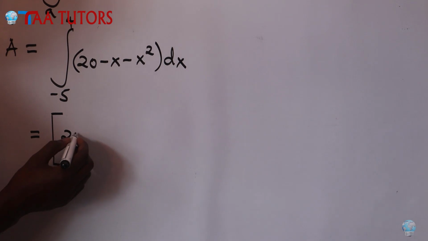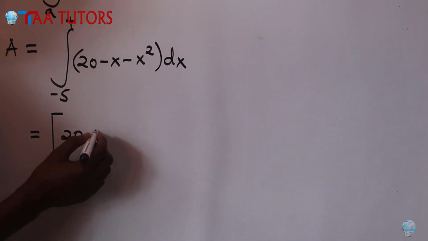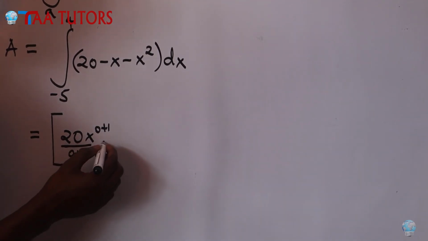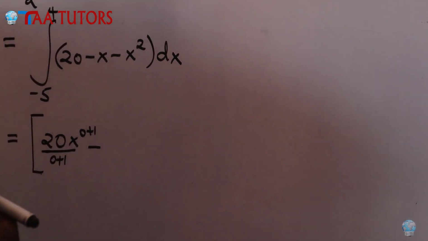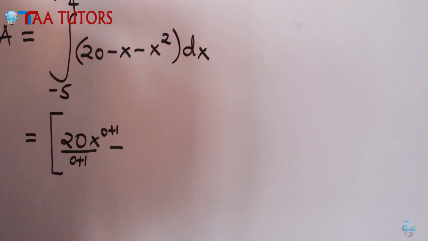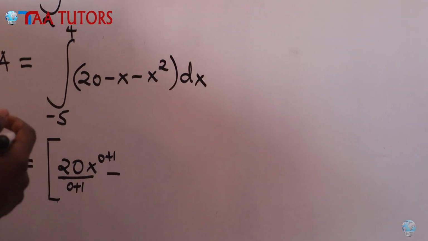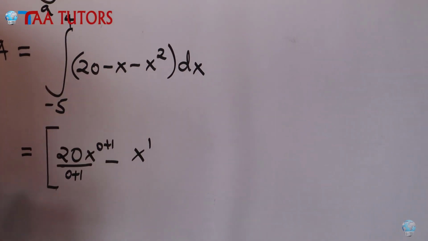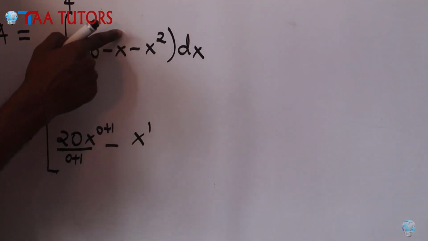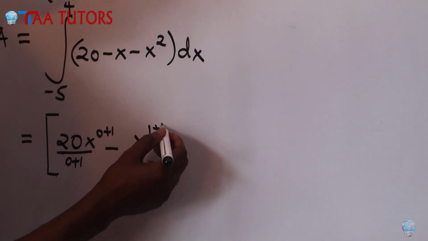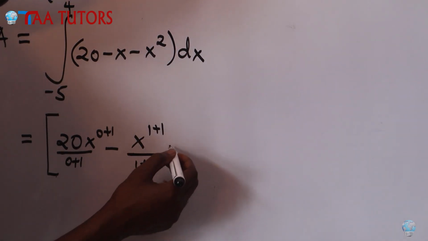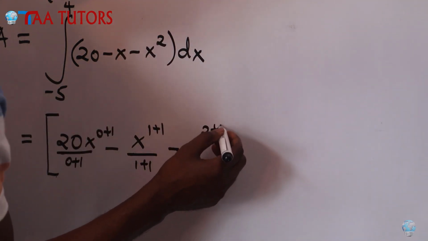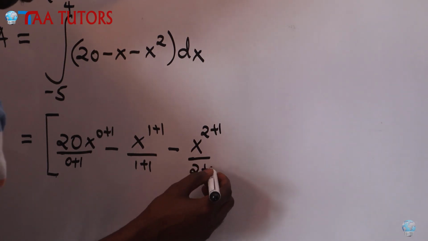20, we know that 20 is the same as 20 x power 0. So plus 1 over 0 plus 1. Now I'm trying to give you all the details, but since you know how to integrate, you can simply move very fast to the next step. But now I'll go slowly because I know there are learners who really want to see what we are doing. So x is the same as x power 1. So to integrate, we add 1 and then we divide by 1 plus 1. Then minus x squared is x power 2, we add 1, then divide by 2 plus 1.